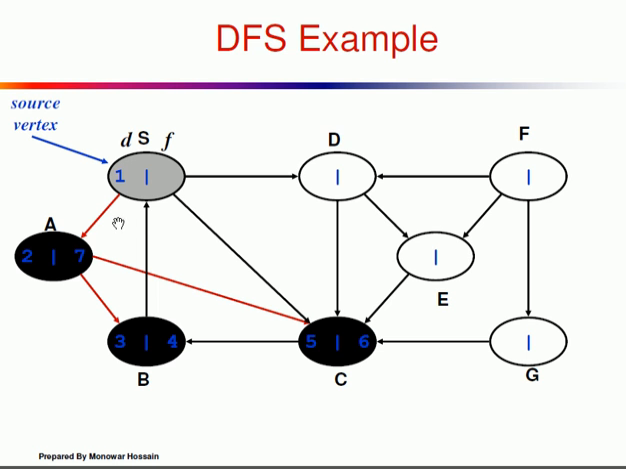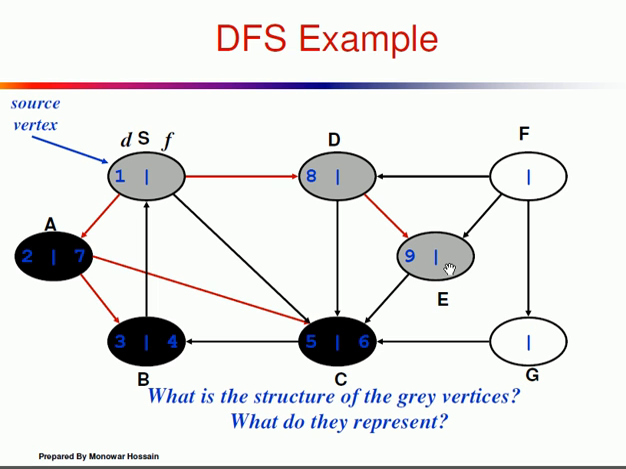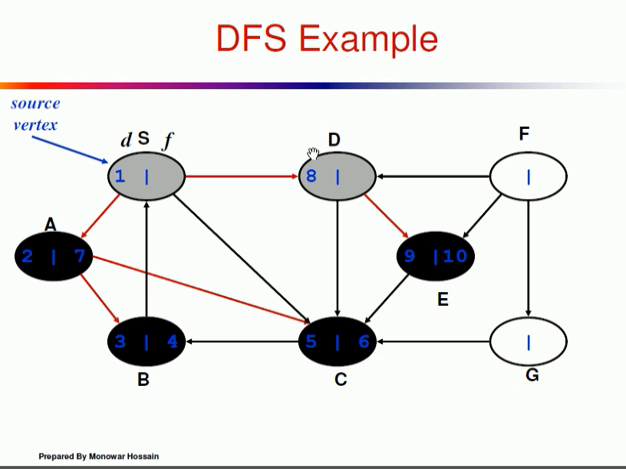So this time 8 will be the starting time for D. So 8, and then after that, the next vertex that D points to is E, so 9 will be the starting time here, and then 10 will be the finishing time beside E, and then after that D here, 11 will be the finishing time, because no out degree arrow points towards F. It's an in degree arrow.